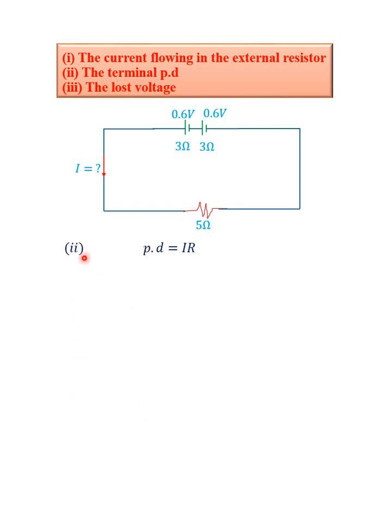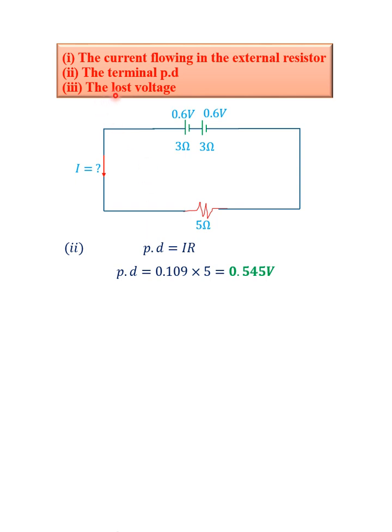That is number 2. We know that the potential difference is equal to current times resistance according to Ohm's law. The current is given as 0.109, while the external resistor is given as 5. So this times 5 gives us 0.545 volts as the potential difference or the voltage across the external circuit.